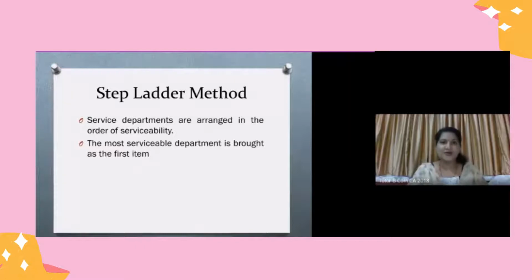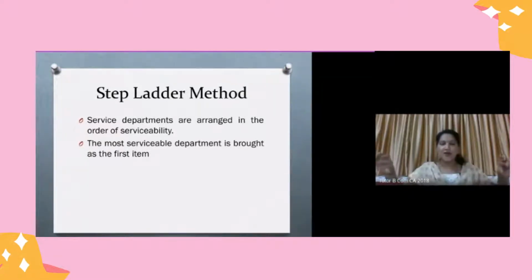Today we are going to start with the step ladder method. What you have to remember when you hear about the step ladder method is that the arrangement of overhead is like a ladder, like in steps. That's why this method is called a step method or step ladder method.